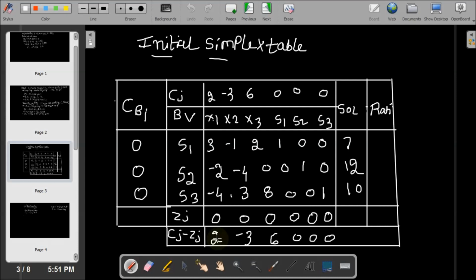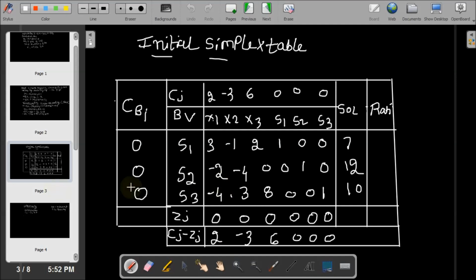So it should be greater than or equal to 0. You can see here all the values are 0, 0, 0. 6 is also greater than 0, 2 is also greater than 0, but you can see here -3. So this is a negative value. Now I can't stop here. Optimality is not reached. I have to proceed further. Now, how to proceed further?